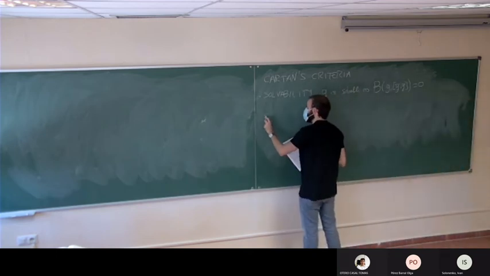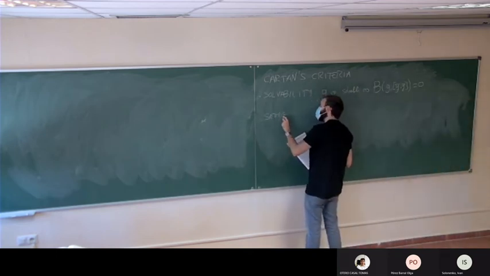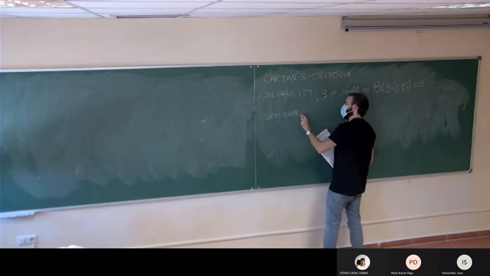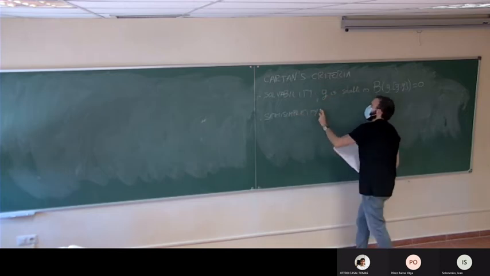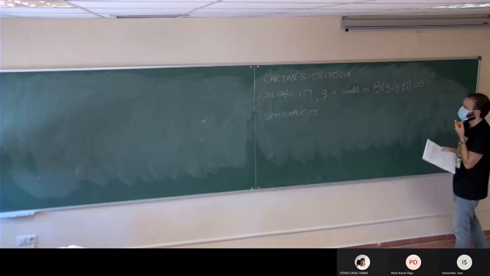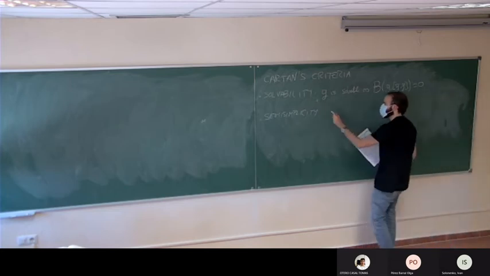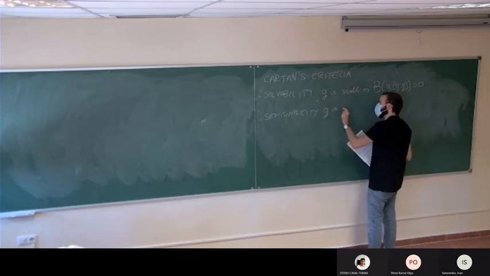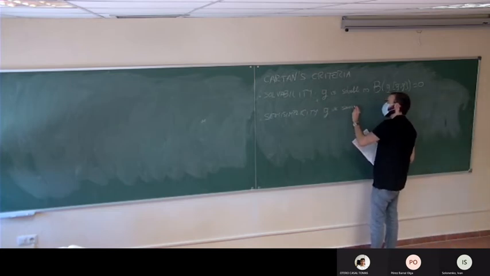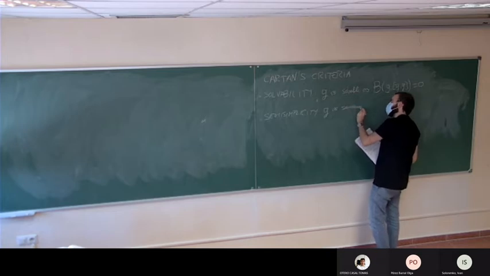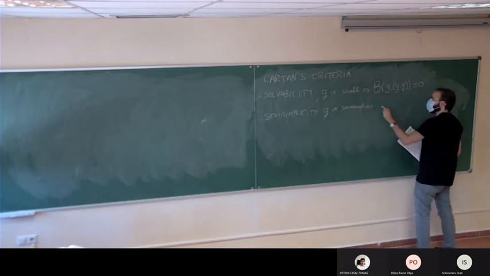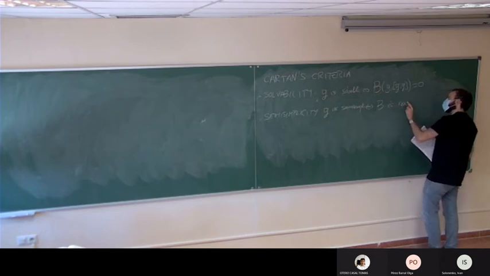And semi-simplicity. The criterion for semi-simplicity says that G is semi-simple if and only if B is non-degenerate.